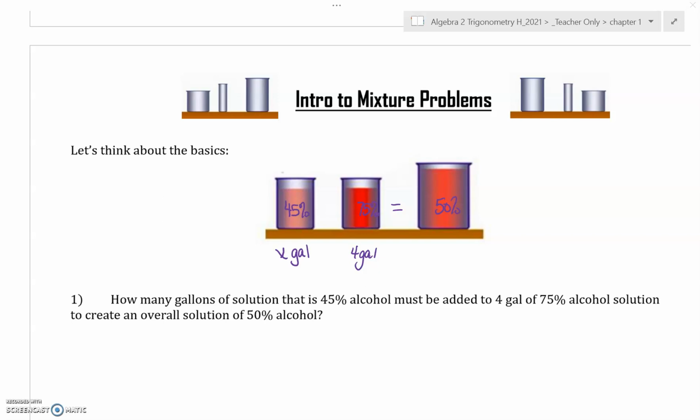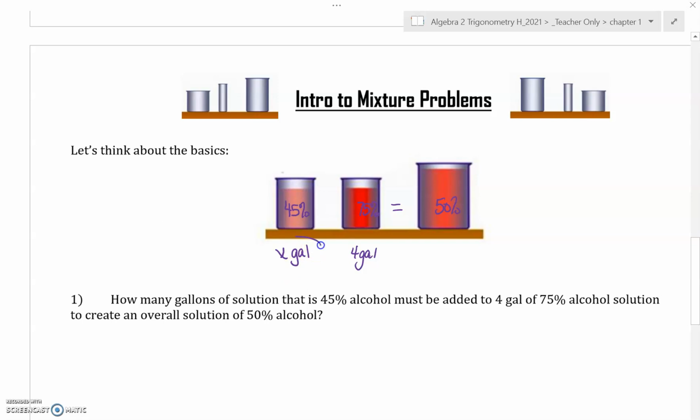So first of all, let's think about if that's even possible. If you added a stronger solution to 45%, could you make it 50%? I think you would realize that you could. So you probably don't want that many gallons of the 75 compared to the X gallons of 45%, because really if you're at 45%, you're almost at 50%. So again, if I had to guess right now, I would probably think I need quite a bit more of the 45% solution.